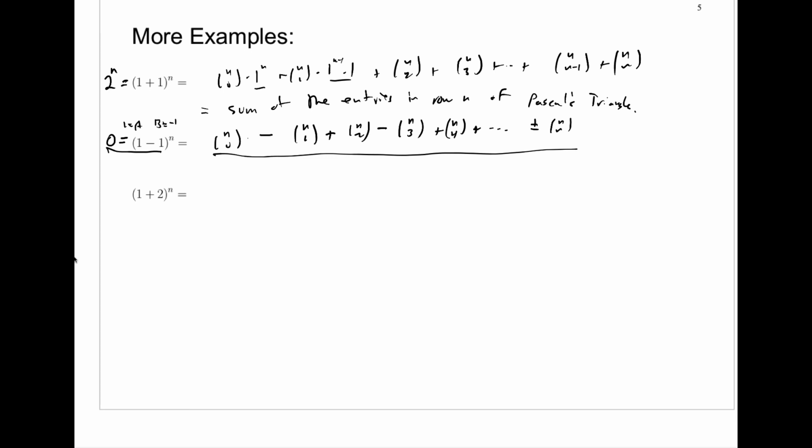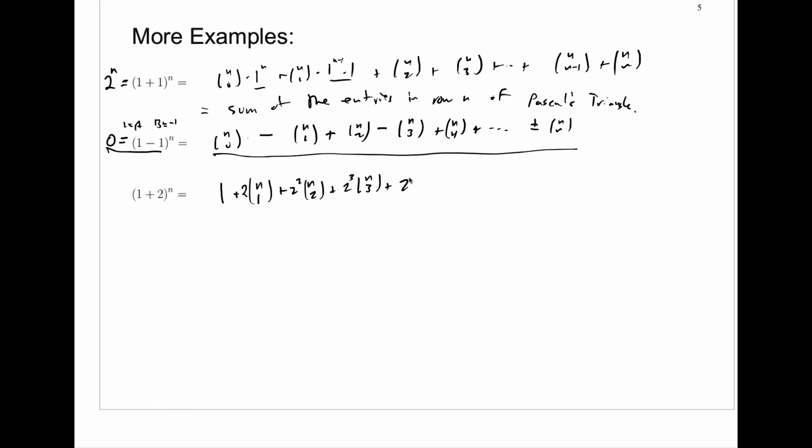You can get all sorts of interesting results with the binomial theorem. What happens when you expand 1 plus 2 to the nth power? Well, you get n choose 0, which is 1. You'll get n choose 1. I'll just leave it as n choose 1, but you could write that as n. Times you'll have 1 to the n minus 1 times 2, so you'll have 2 there. The next term will be n choose 2. And you'll have 1 to the n minus 2 power, but 2 will be squared, so you'll have 2 squared. The next one will be n choose 3 times 2 cubed.